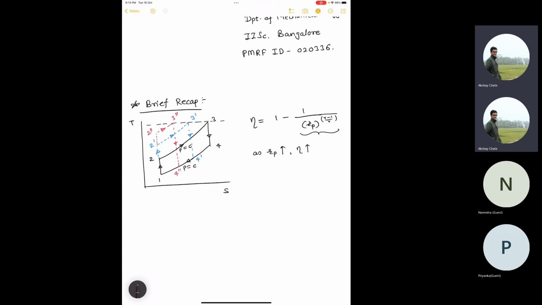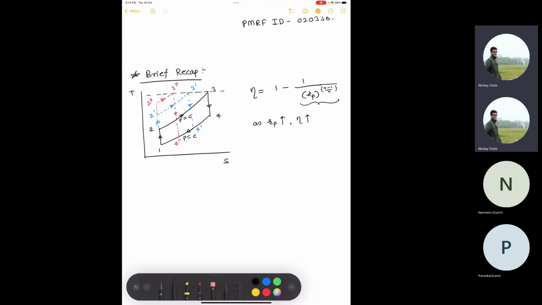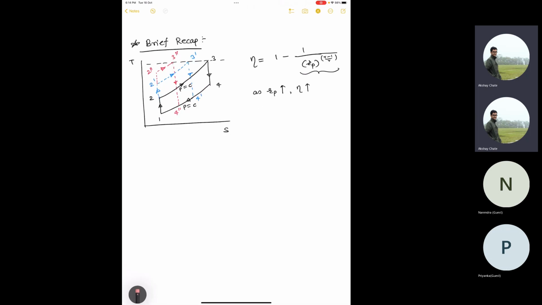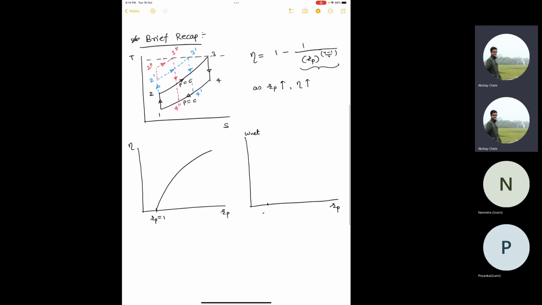Essentially, if you plot the overall efficiency of the cycle versus pressure ratio, and the net work done from the cycle with respect to pressure ratio: when pressure ratio is 1, if you put it in this efficiency formula, you'll get 0 efficiency. So this curve, if you plot, looks like this. And again, same for pressure ratio of 1: since there is 0 efficiency, there is 0 work done. So if you plot work done, it goes like this.